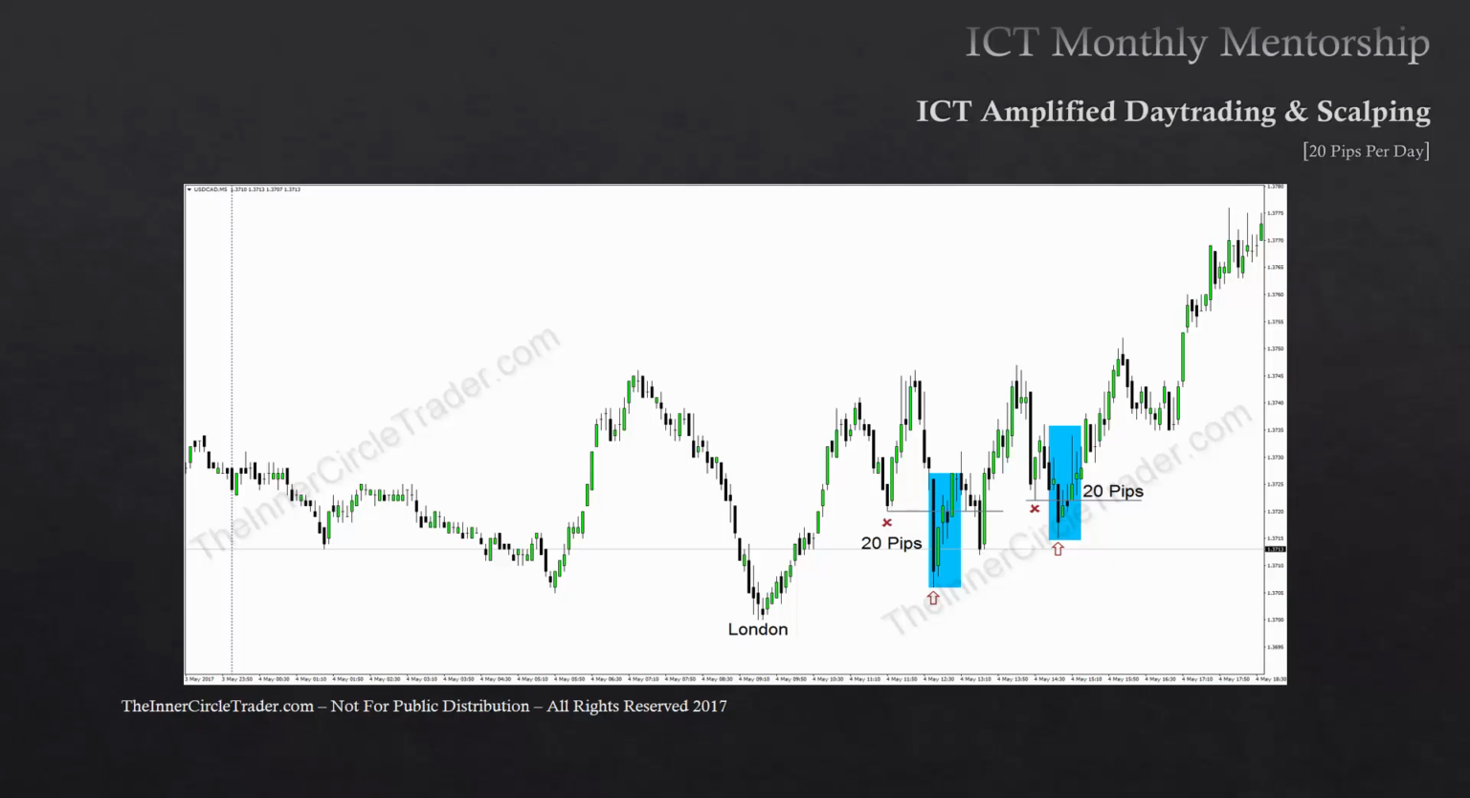But if you look at a great number of pairs, 10 or 15 pairs, you'll find something like this panning out every single trading day. So until next lesson, I wish you good luck and good trading.